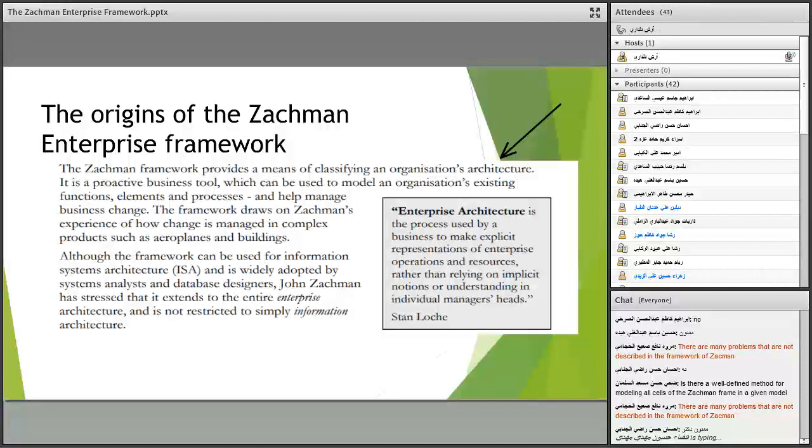Ms. Marva, I did not say that the Zachman framework is complete, or that it does not have any problem. We are studying this framework as the base. So, as I said, we are intending to use the Zachman framework to help manage the business change.